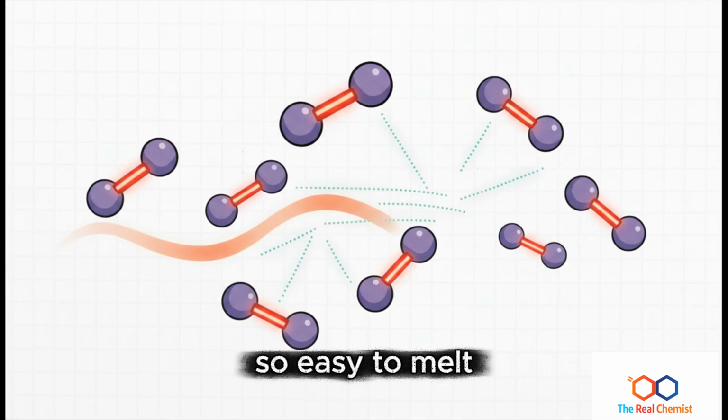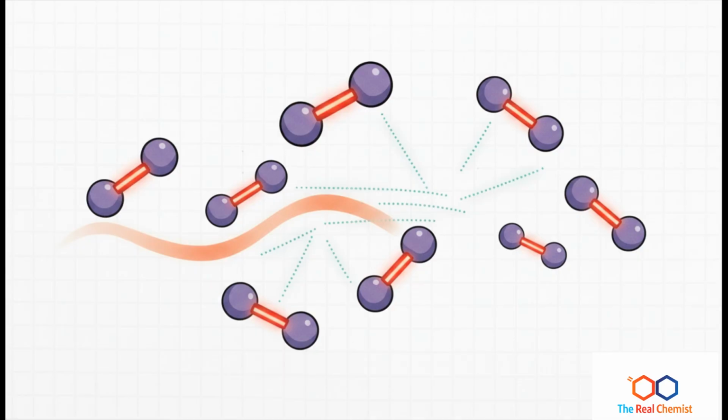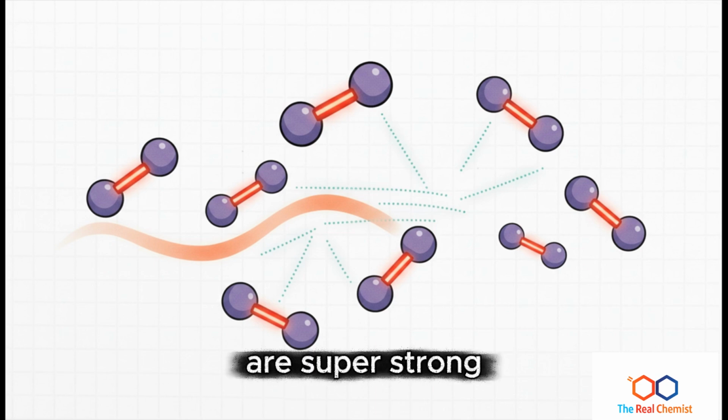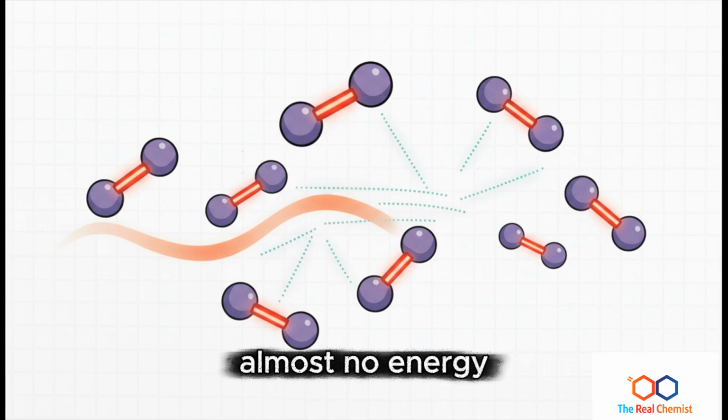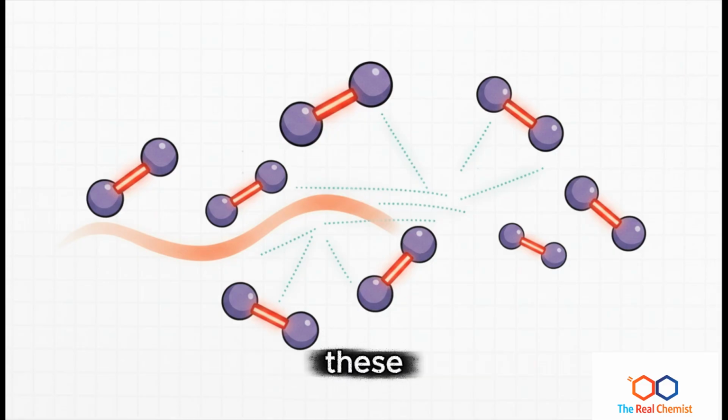So what about those simple covalent molecules like iodine? Why are they so easy to melt? Well, here's the key. The covalent bonds inside an iodine molecule are super strong, but the forces that attract one iodine molecule to another iodine molecule, we call those intermolecular forces, are incredibly weak. Think of them like tiny, cheap magnets. It takes almost no energy, just a little bit of heat to break those weak attractions apart, and that's why these things have such low melting and boiling points.